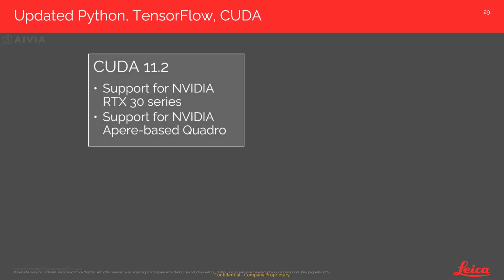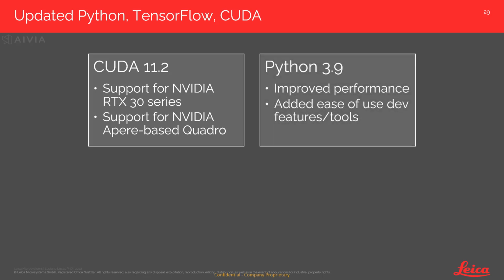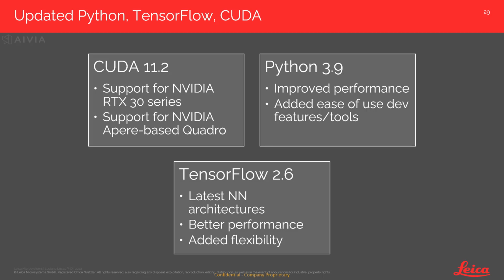We've also updated CUDA because we wanted to support the latest graphics boards. So we support NVIDIA RTX 30 series, as well as the NVIDIA Ampere based Quadros. Python is also updated. This improves performance, and it gives some additional features and tools for developers. We've also updated TensorFlow. This allows developers to use the latest neural network architectures. It has better performance as well as added flexibility.